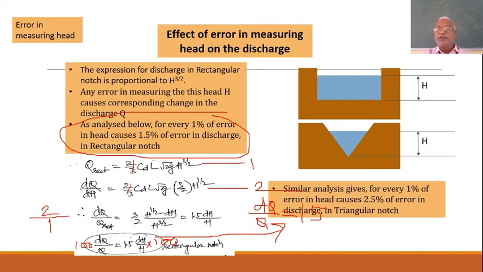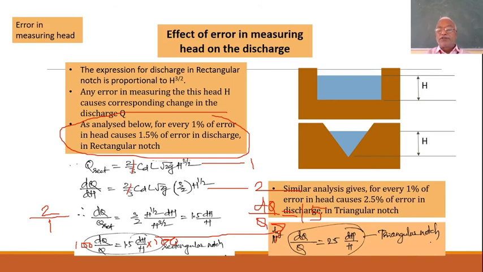So the conclusion is, you should be very careful as far as head over the V notch is concerned, because it will be making an error of 2.5%. So you should be extremely careful when you are taking a head on V notch compared to rectangular notch, because more error will be involved in discharge calculations. So similarly, dq by q is equal to 2.5 dh by h for triangular notch. Okay, we have done that.